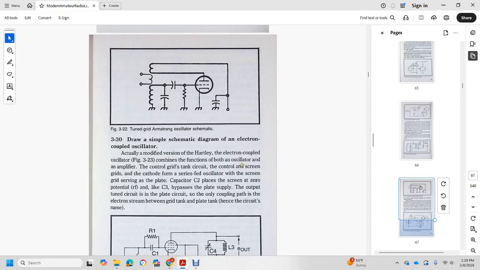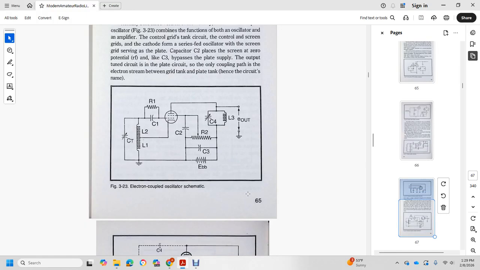330, draw a simple schematic diagram of the electron-coupled oscillator, actually a modified version of the Hartley. The electron-coupled oscillator combines the functions of both oscillator and amplifier. The control grid tank circuit, with the control grid, screen grid and cathode, forms a series-fed oscillator, with the screen grid serving as the plate. Capacitor 2 puts the screen at zero radio frequency potential, and capacitor 3 bypasses the plate supply. The output tuned circuit is served only through the electron stream coupling path, so the grid tank and the plate tank are isolated from each other.